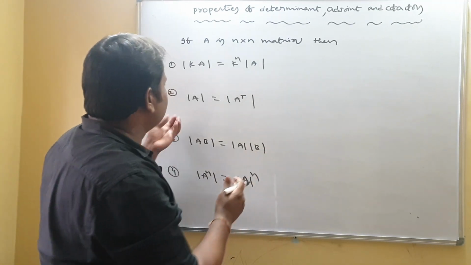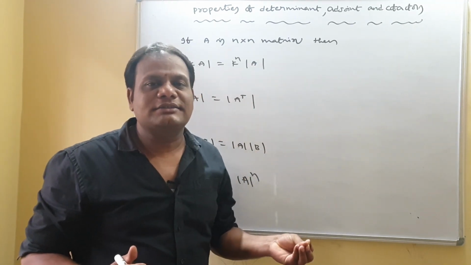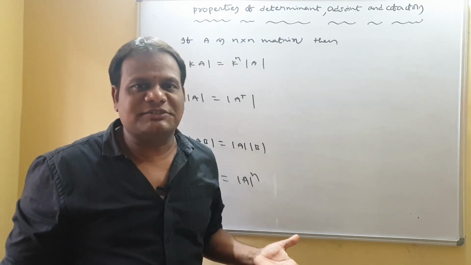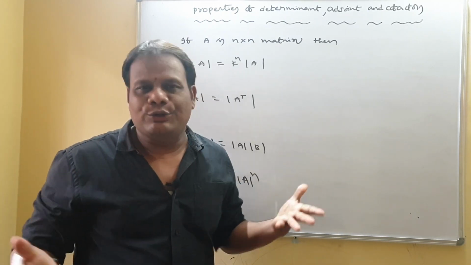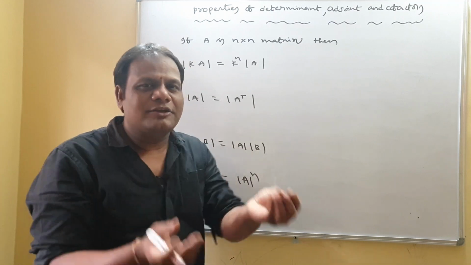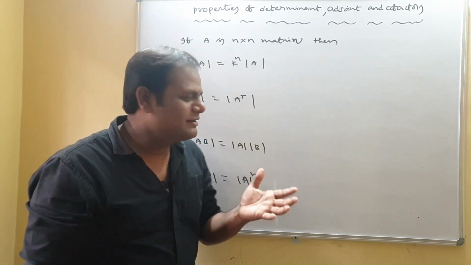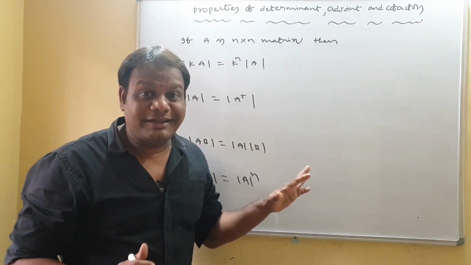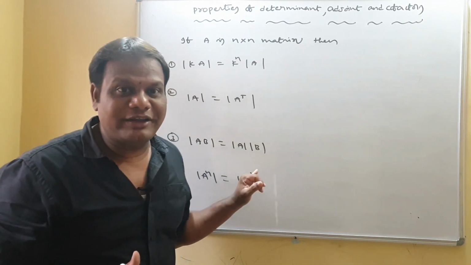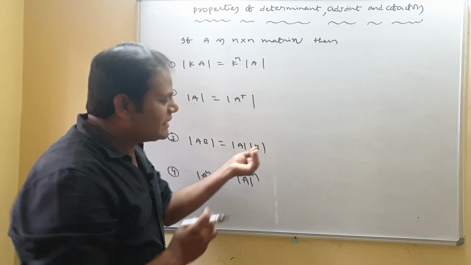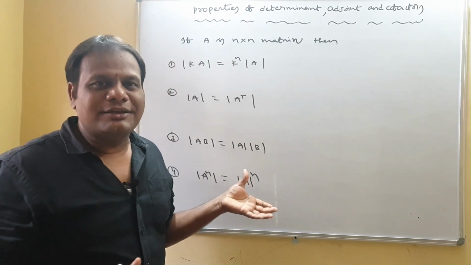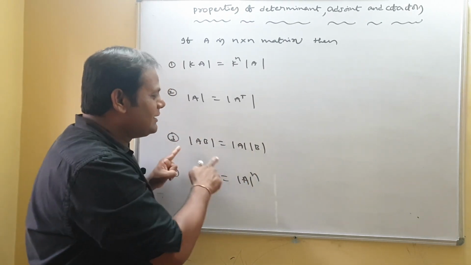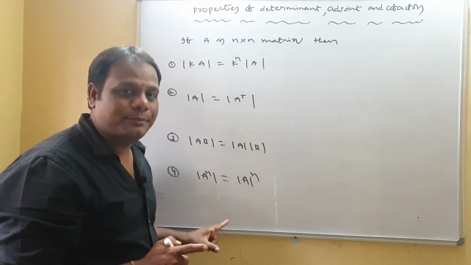And the second property: the determinant of a matrix and the determinant of its transpose are always equal. You know that. Easily you can verify by taking any matrix. Coming to the third property, det AB is equal to det A into det B. It is also very important. Just by taking any examples, easily you can prove that. But you should remember det AB equals det A into det B.